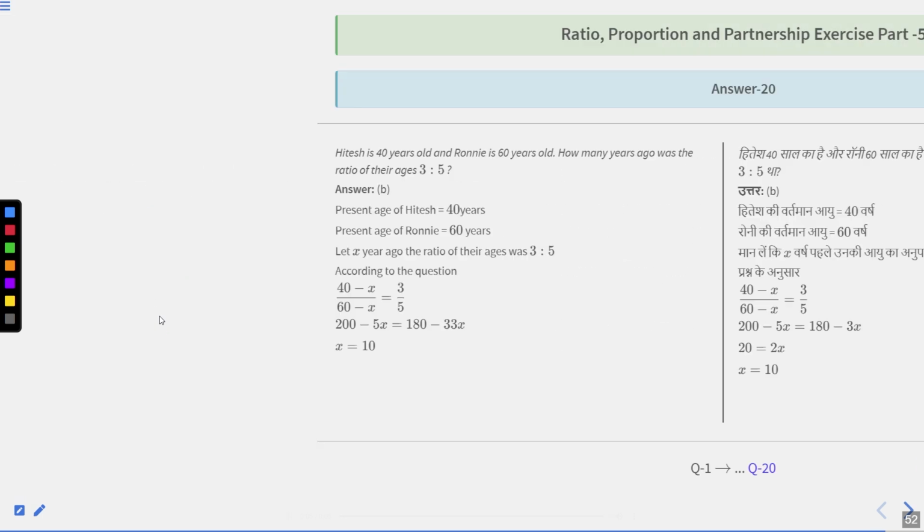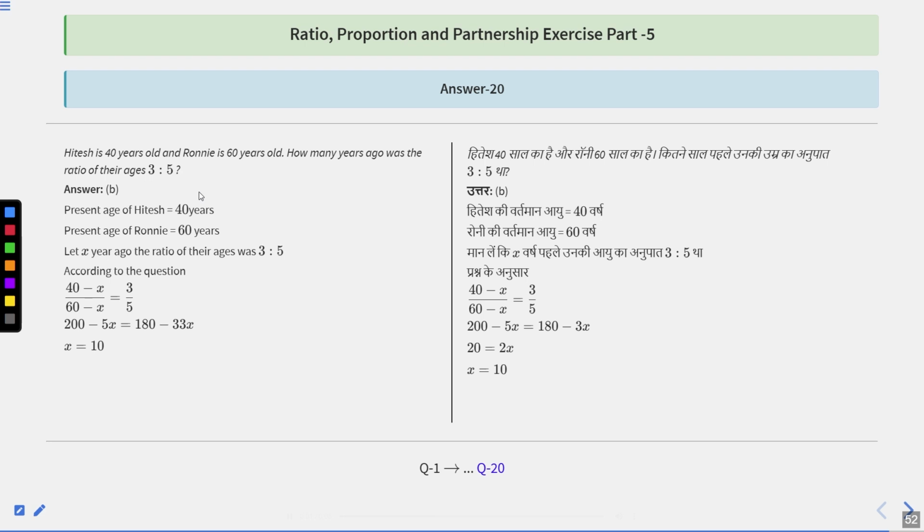Now time's up. Let's see the solution. The present age of Hitesh is 40 and the present age of Ronnie is 60. Let X years ago the ratio of their ages was 3:5, because it is given in the question. So we can make this equation: (40 minus X) upon (60 minus X) equals 3/5. When we solve it, we get the value of X, which is 10. So 10 years ago. B is the correct answer.